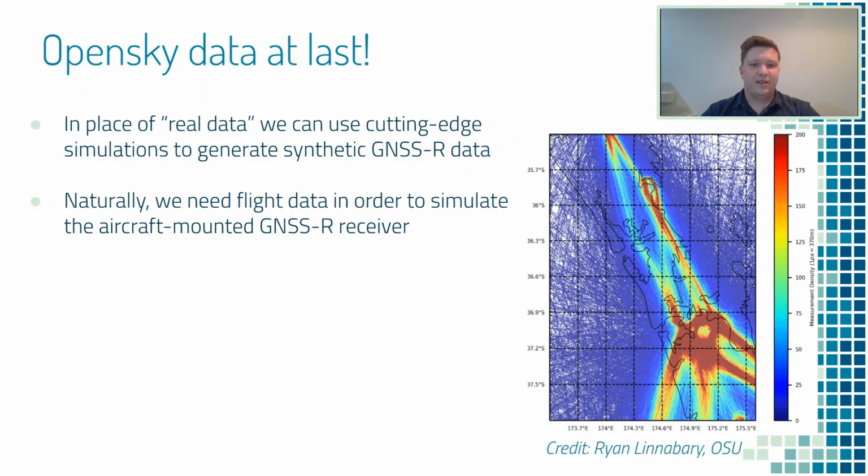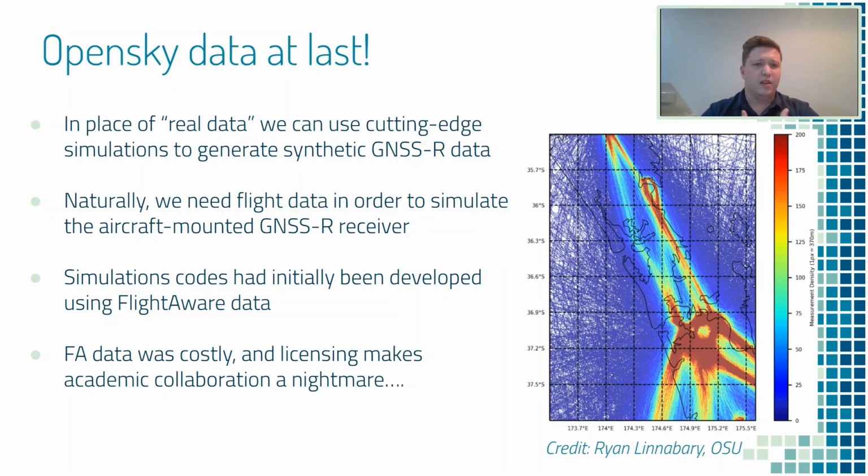So finally, we're coming around to the real point of why we're all here, OpenSky. We're going to need some real data to simulate with. But we don't have real data yet, so in place of that, we're going to use some cutting-edge simulations to generate synthetic GNSS-R data. Naturally, to do this, we need flight data. If you want to simulate an aircraft-mounted GNSS-R receiver, you need some flight data.